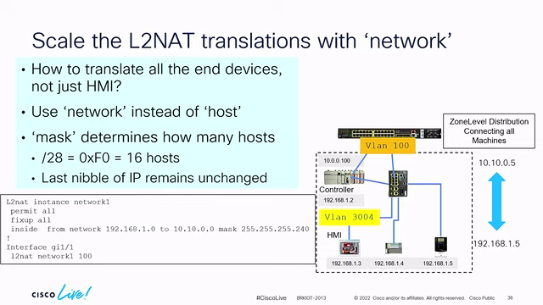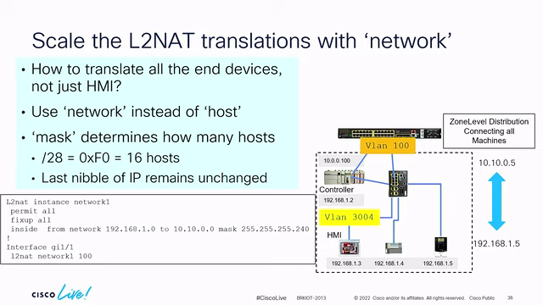Okay, so if we have a whole network and we don't want to have a whole bunch of host rules, we can do a network. The smallest network that you can do is a /28 or 16 hosts. That's the smallest that you can do. The largest that you can do is a /16. So that's thousands of hosts, all with one rule.